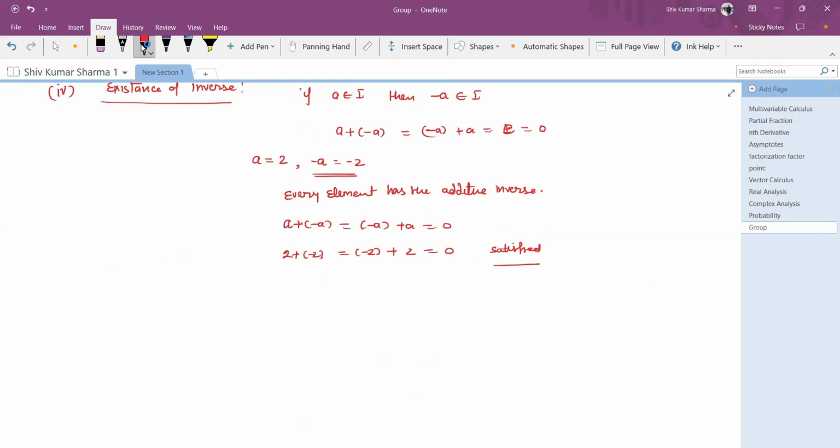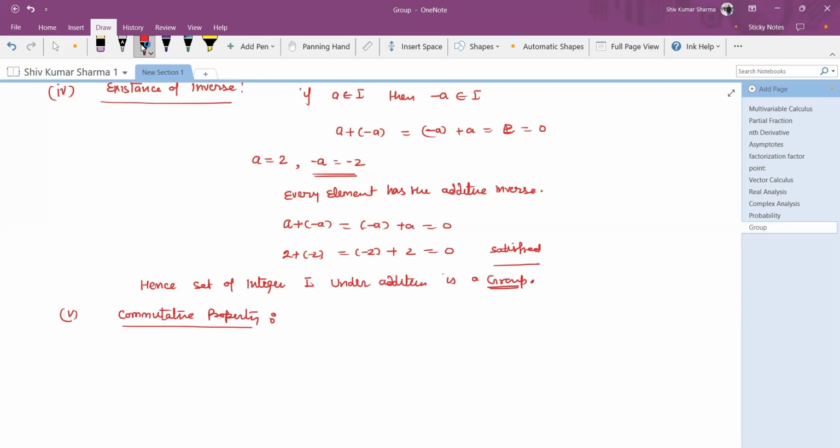So hence, the set of integers I under the binary operation addition is a group. You have to remember which set under addition is a group. The set of integers under addition is a group. Now we move further to the fifth property, that is the commutative property.